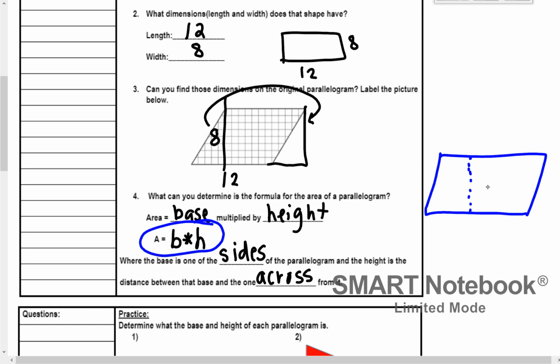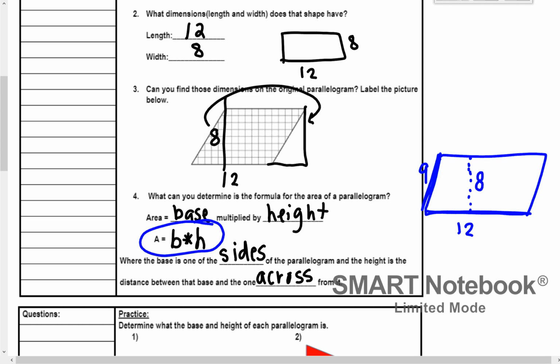Okay, so for example, if this was 8, like it was in our example over here, this is 12. This would be our base, and this would be our height. This is one of the side lengths, and this line right here is connecting it to the one across from it. Okay, if we were given a distance right here of 9, that slant height is not the height of the parallelogram. The height has to be a straight up and down line connecting the two sides. So since this is not straight up and down, that is not the height of our parallelogram.